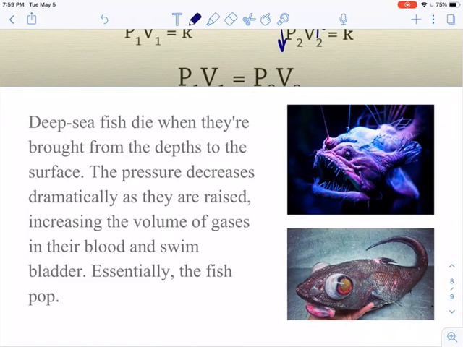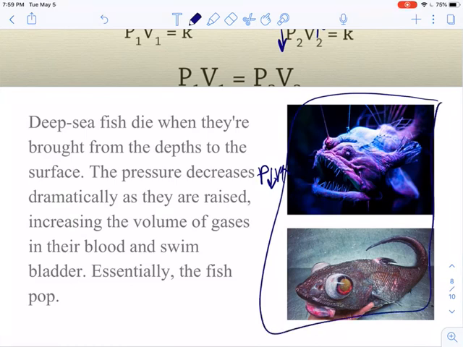Deep sea fish are another example, and they often die when they're brought from the depths to the surface. The pressure decreases as you go up, which is maybe something you've known because you have less water pushing down on you. So the pressure decreases, which then increases the volume of gas in their blood, and then the fish die from that, which is really sad. Here are some examples of deep sea fish, and they look much different than other fish, because the pressure is so great lower down, they had to adapt to that environment.